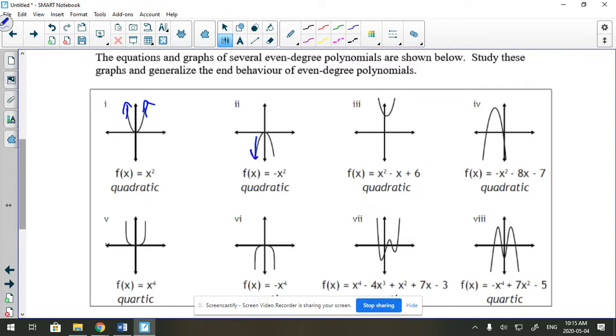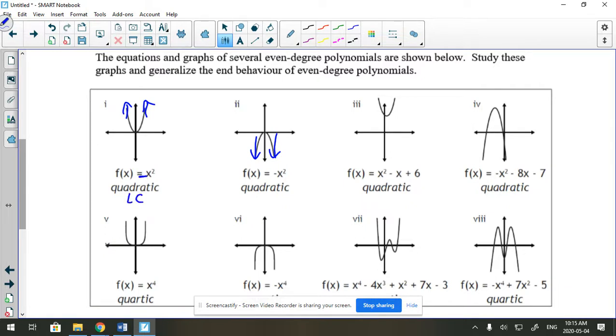This one, the start is pointing down, the end is pointing down. So they're either both up or both down, no matter what, if it's an even degree polynomial. Then you'll notice we can determine if they're both pointing up or both pointing down if you look at the leading coefficient.